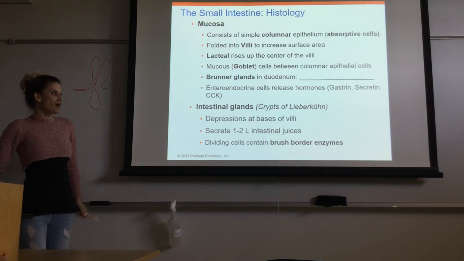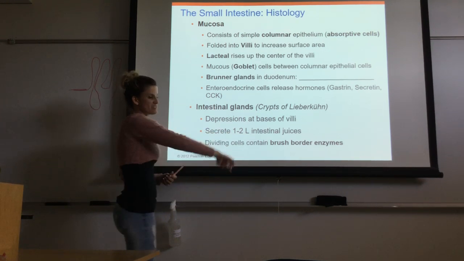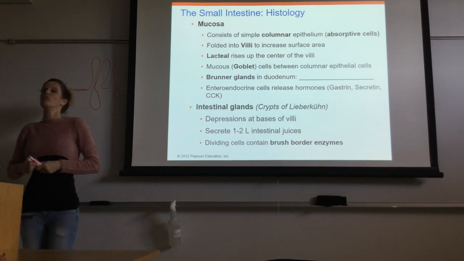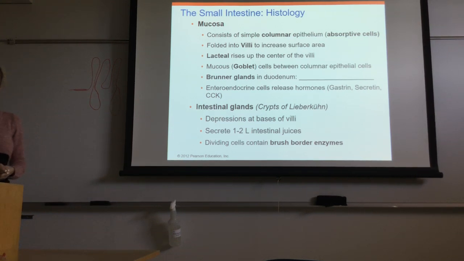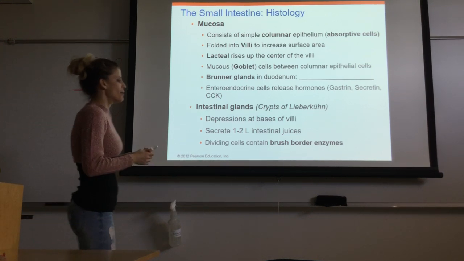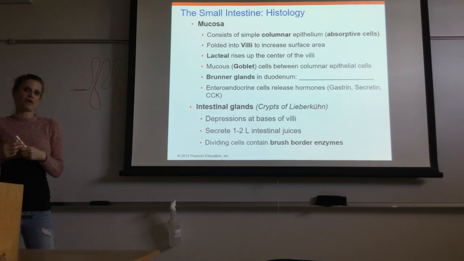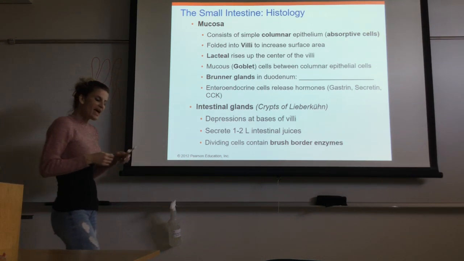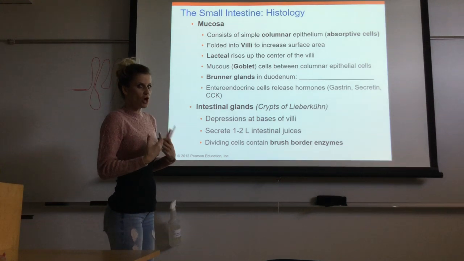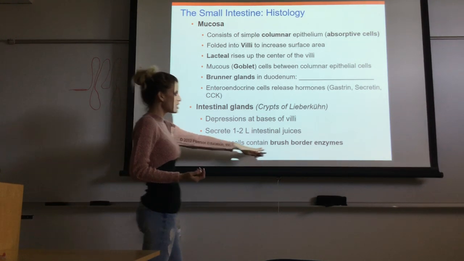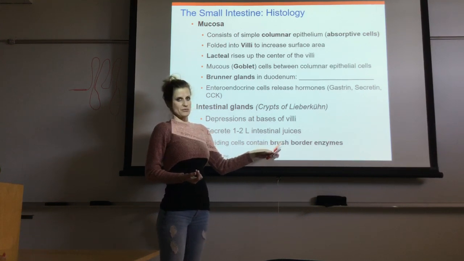We do have between 1 and 2 liters of intestinal juices, so there's more fluid coming into the GI tract from these intestinal glands. When we look at the intestinal glands, we see a bunch of water coming out in these secretions. There's some mucus, but it's mostly water. They're mostly fluid. And we do see enzymes coming from the small intestine. But the enzymes that come from the small intestine are in the form of what we call brush border enzymes.